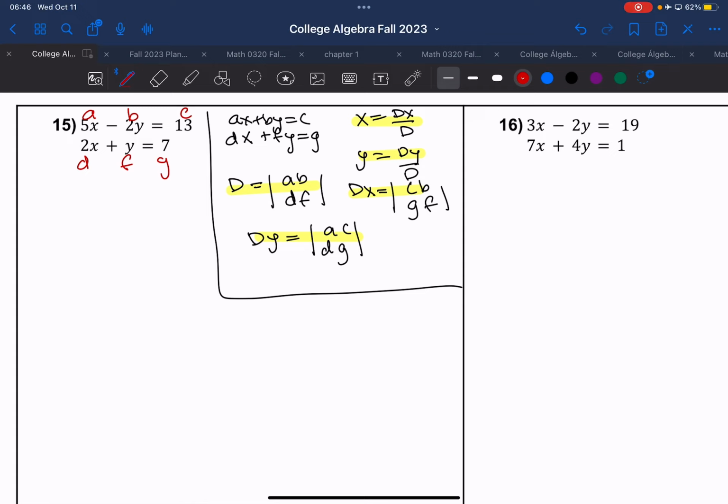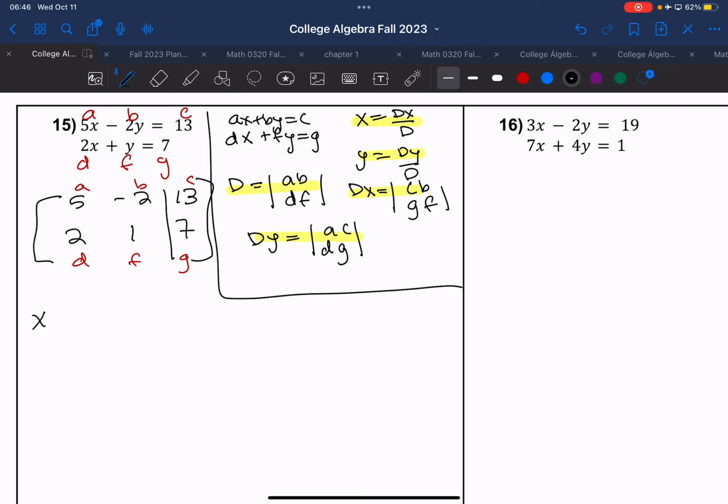So we're going to go ahead and turn this into a matrix, just like we did last time. So this is 5, -2, 13, 2, 1, 7. Again, I'm going to label everything so we can see. Once we have it in a matrix, then we're going to start using the formulas to find x and y. So first we're starting off with x.